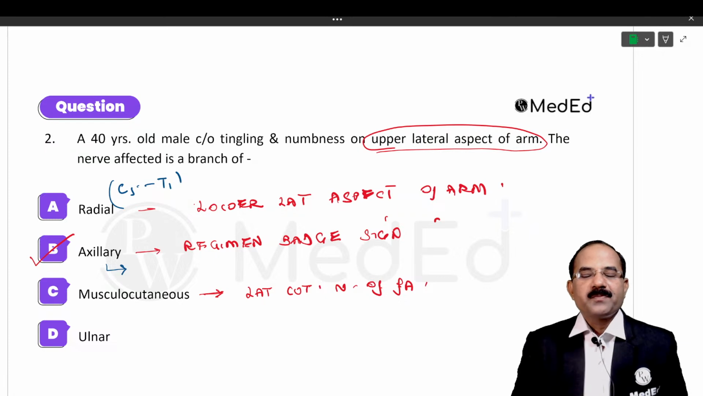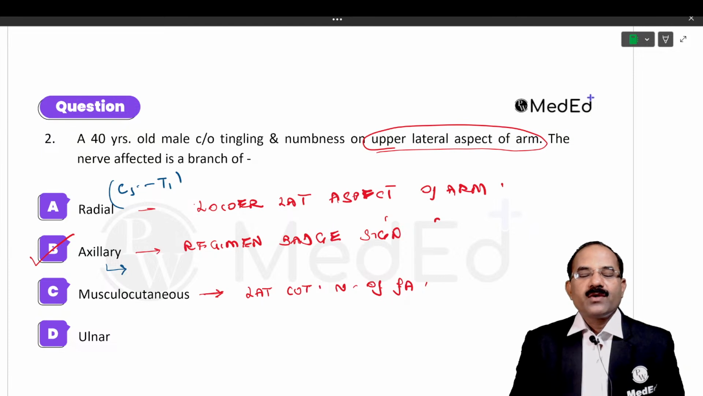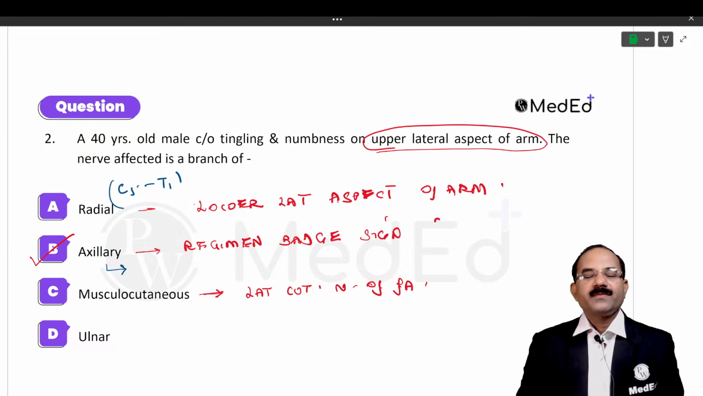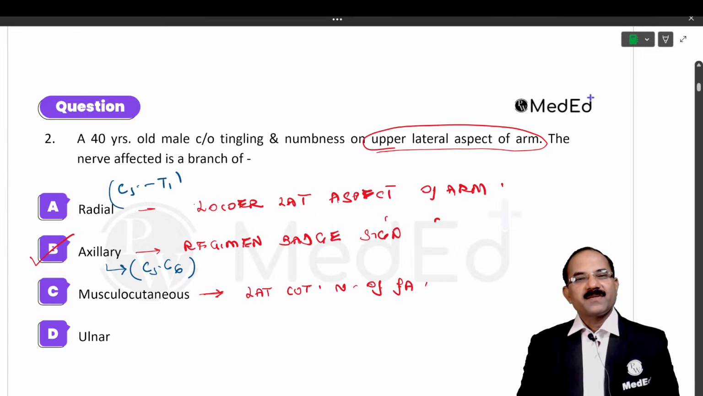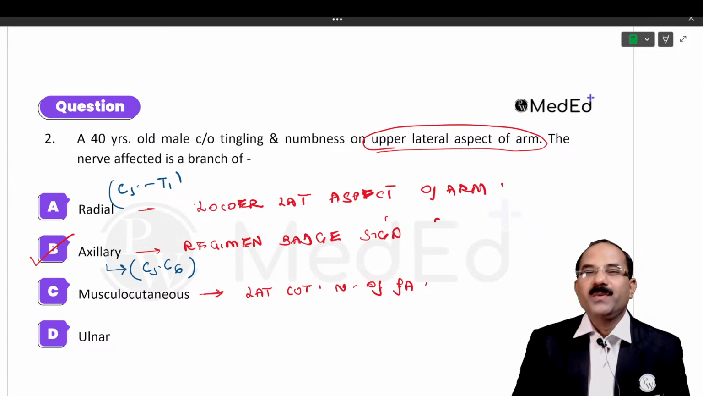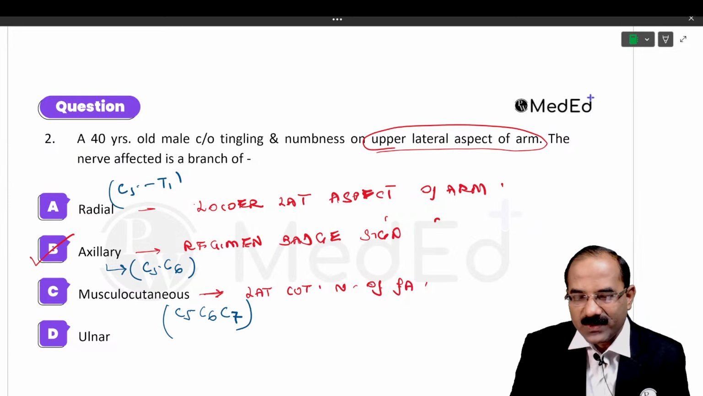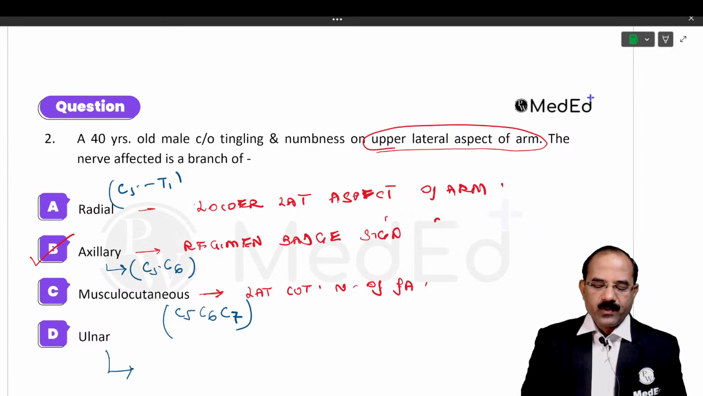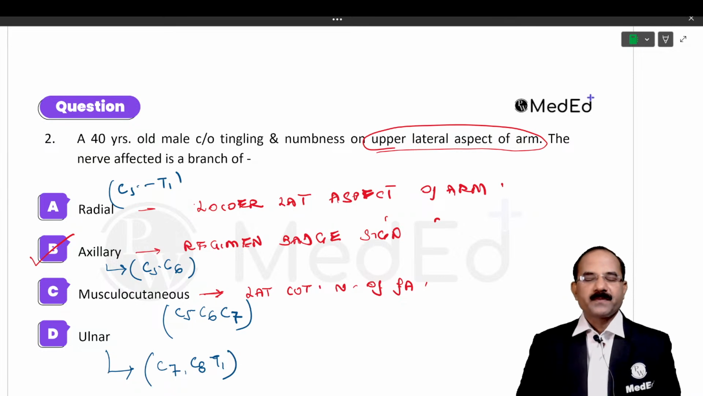Yes, Paras. Very good. What is the root value of the axillary nerve? Yes, Farah. Shivam. The root value of the axillary nerve is C5, C6. What is the root value of the musculocutaneous nerve? Anyone? Musculocutaneous nerve is C5, C6, C7. Remember these root values, students. This is very important. And what is the root value of the ulnar nerve? C7, C8 and T1.